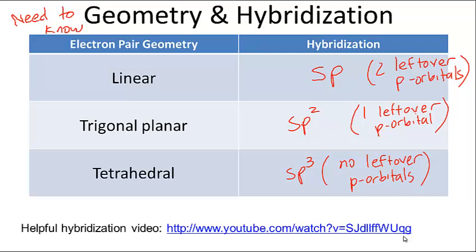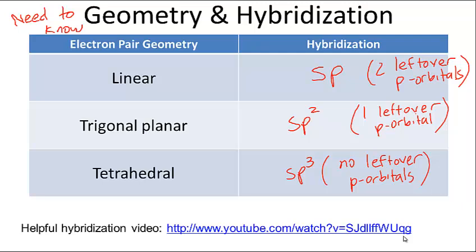So, what else do we need to be able to do with hybridization? First of all, we need to be able to assign it. That's just a mechanical thing. If you can find electron pair geometry, you just associate it with a hybridization. And we have those three hybridizations we need to know. That's it. Now, what do we do with it?